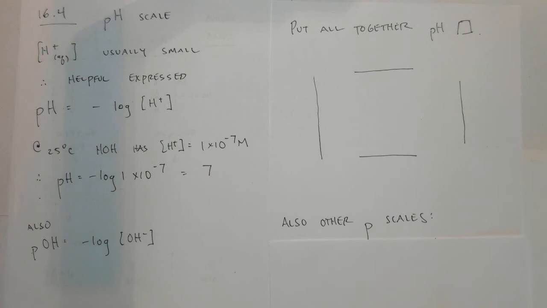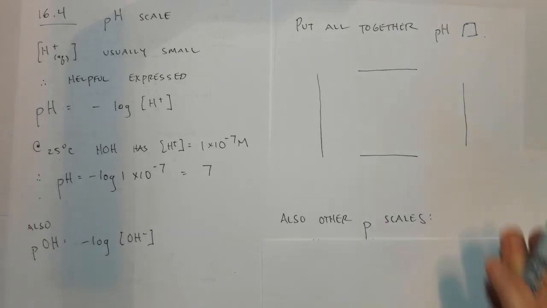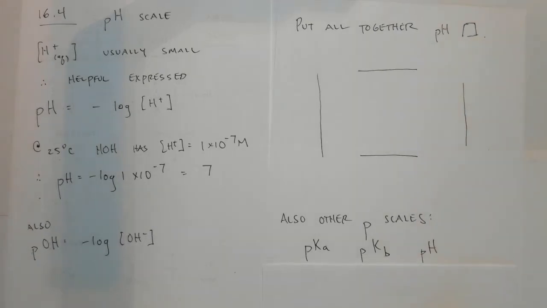Other P scales also exist. There's a pKa and a pKb scale, and of course that just means that you're taking the negative logarithm of that Ka or of that Kb.